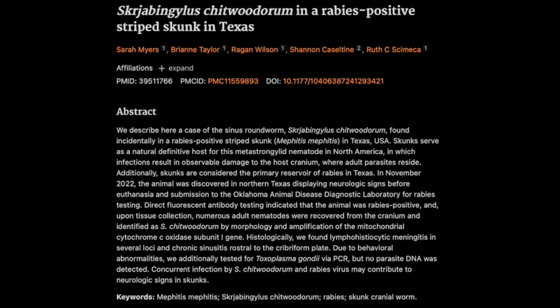Well, one thing we need is to build on those studies comparing skunks with and without the parasite, seeing how common it is, both in healthy skunks and those with neurological problems, and how their behavior differs. That kind of data would be extremely valuable. What about doing those studies in a lab setting? Wouldn't that help isolate the specific behavioral changes caused by Skrjabingylus chitwoodorum?